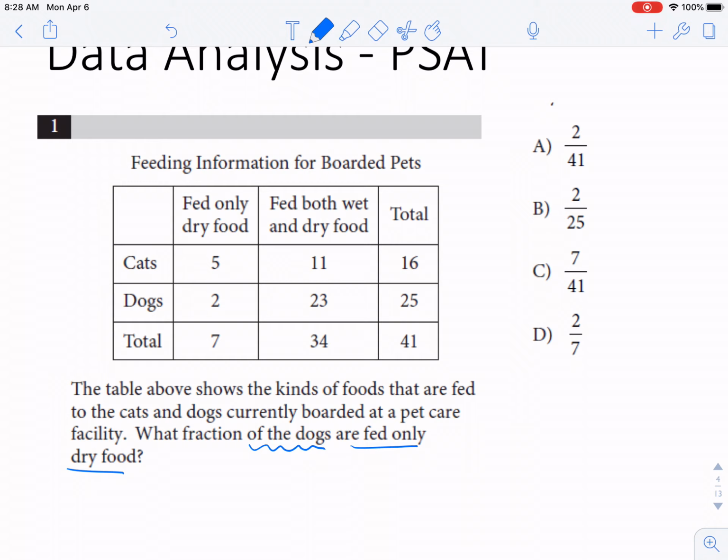So I look at my table and I see the fed only dry food and the number of dogs is 2. So that means my numerator is going to be 2. Now, is my denominator the number of dogs or the number of total animals or the number of total people, the total animals fed dry food? Now we go back to the question. It says, what fraction of the dogs? So that means that my denominator is going to be my 25. So B would be my answer. Hopefully you guys got that one right too.